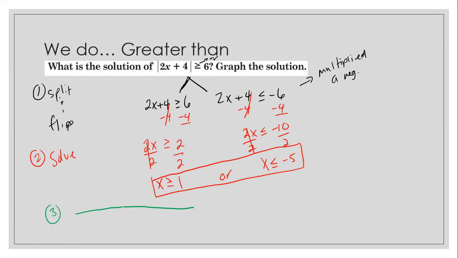There's my line. And I'm going to find 0. I'm going to put 0 here. Put -5 here. Put +1 here. And it's closed circles because it's equal to. And it says x is less than or equal to -5, or x is greater than or equal to +1. And that will be my disjointed graph.